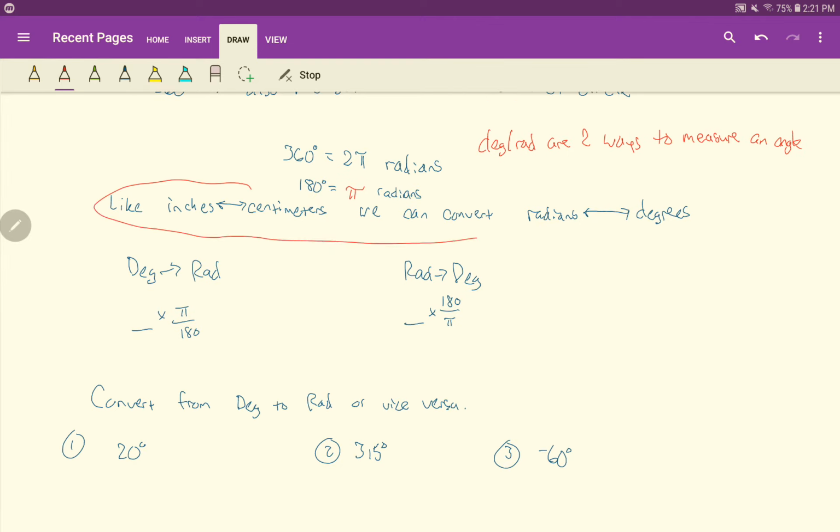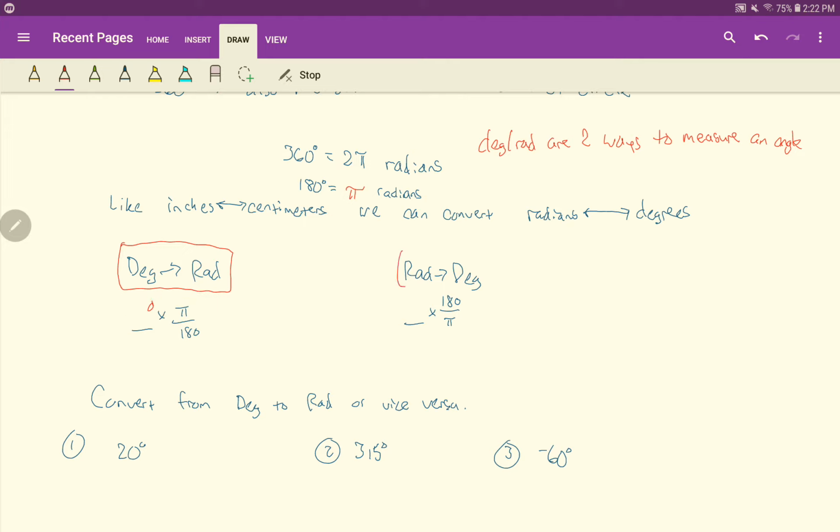Like inches to centimeters, we can convert radians to degrees as well, and degrees to radians. So there's conversions here. I don't know the conversion for inches to centimeters, but I do know the conversion for radians to degrees. If you want to convert from degrees to radians, you'll use this. You'll multiply your degree measurement here times pi over 180.